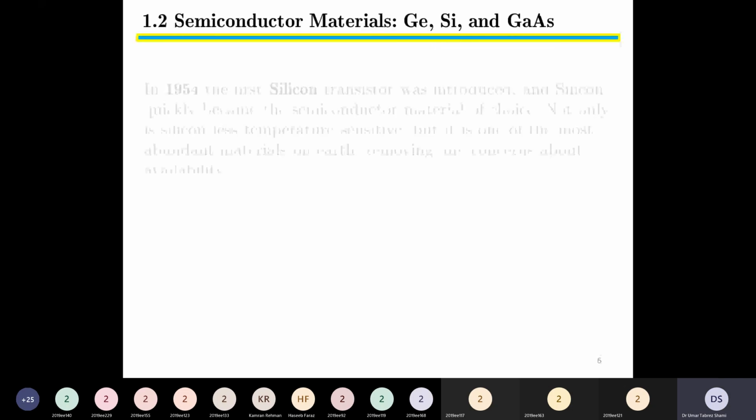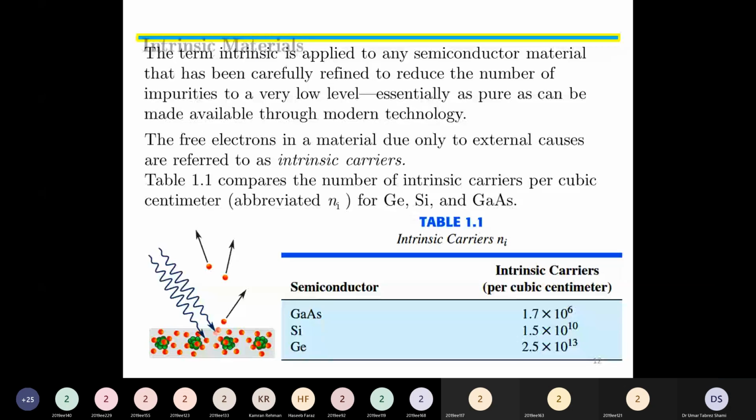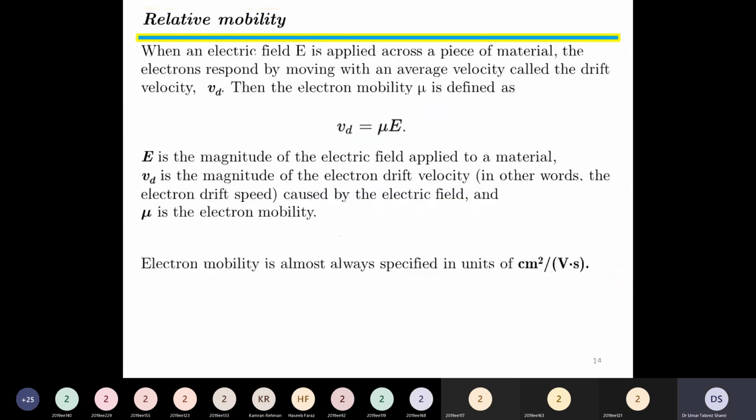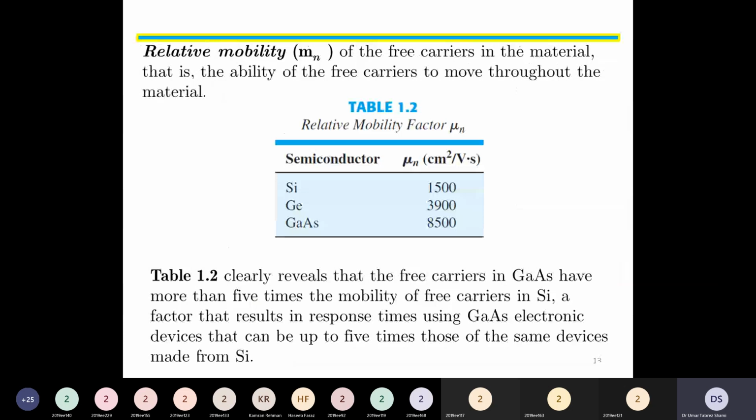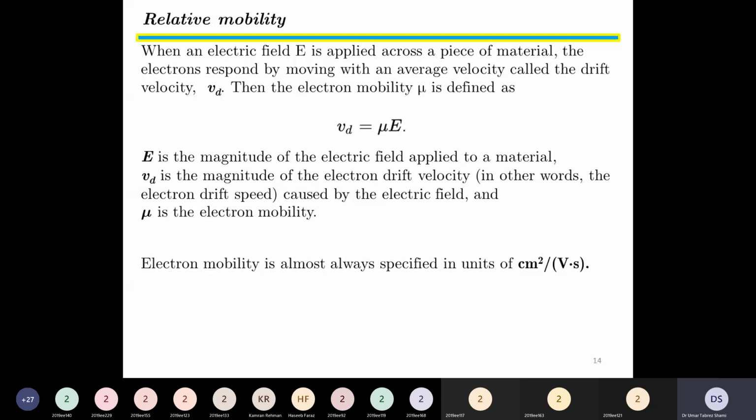Right, last time we finished up till relative mobility. So last time there was a question from one student: what is the formula for relative mobility? Is that student present? Yes, sir. Okay, so in the next slide, I will show the formula for relative mobility.